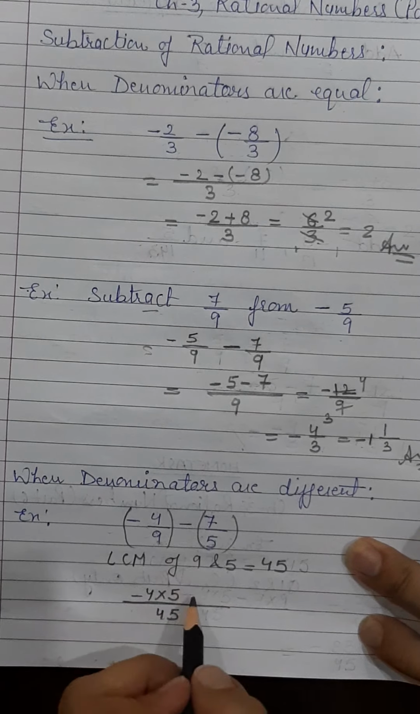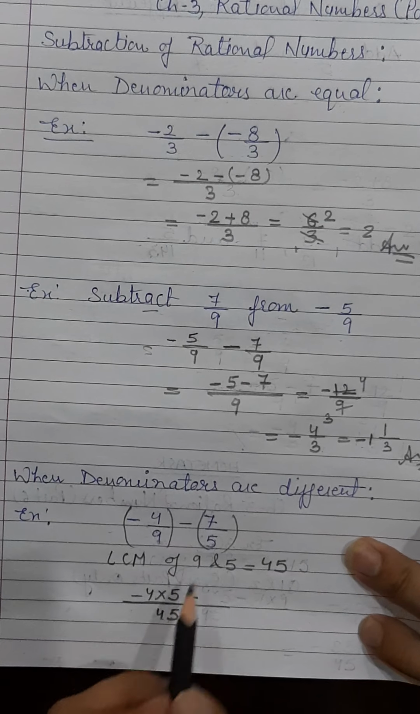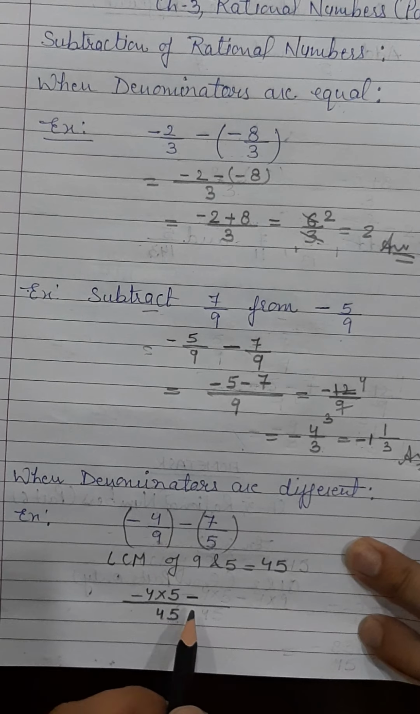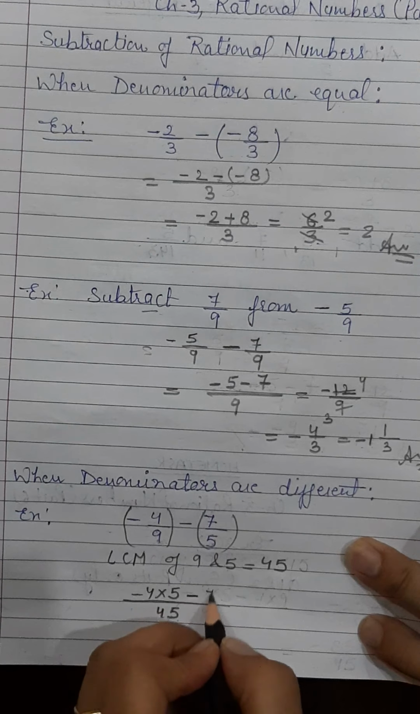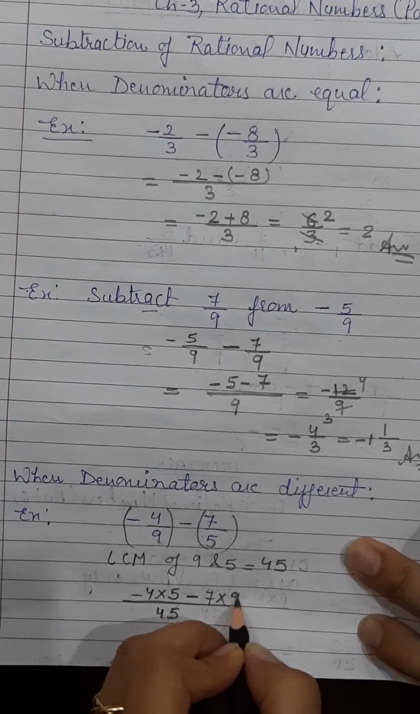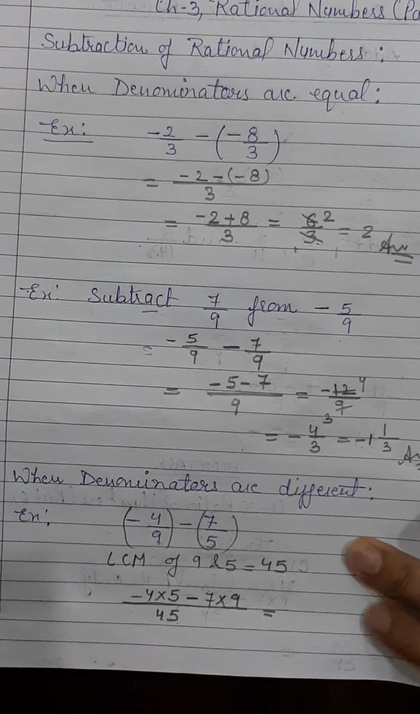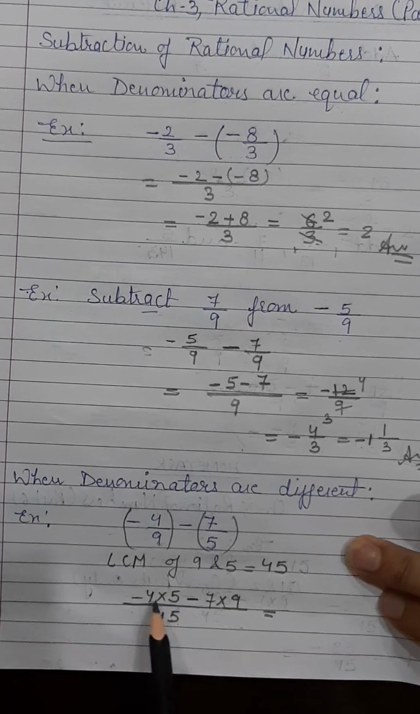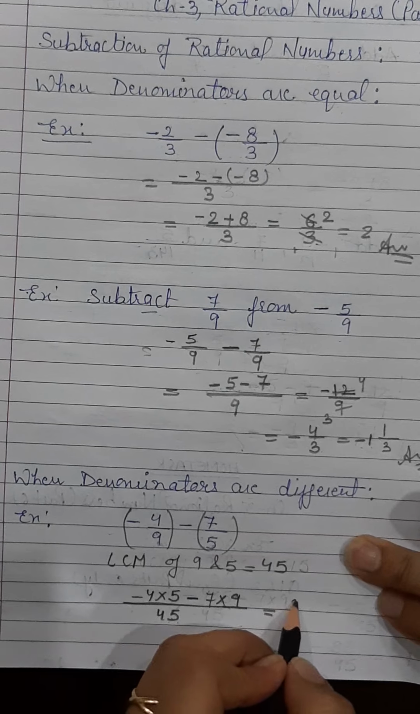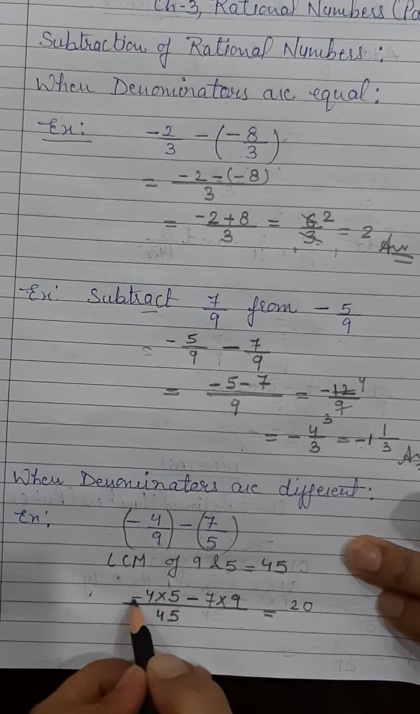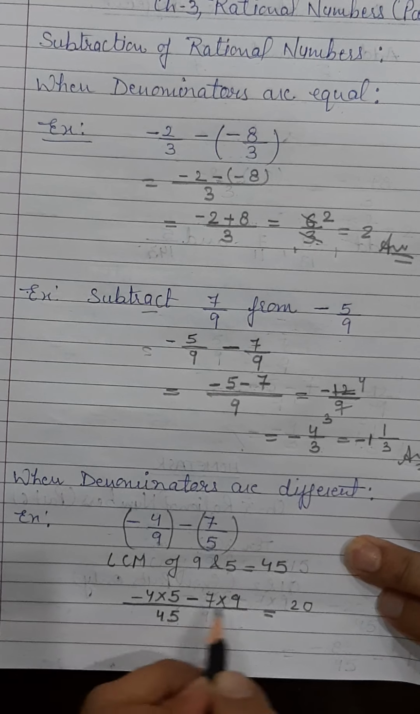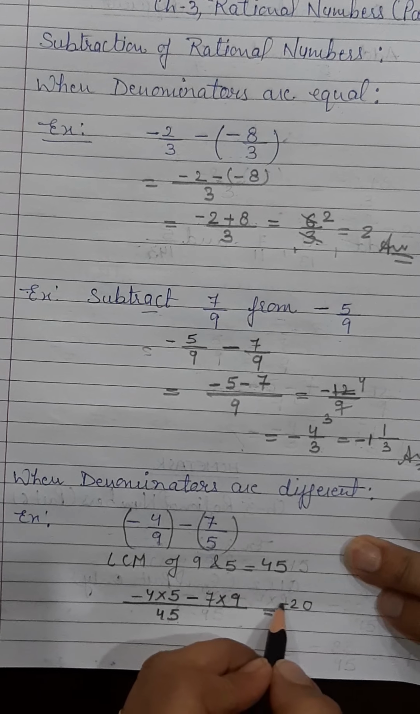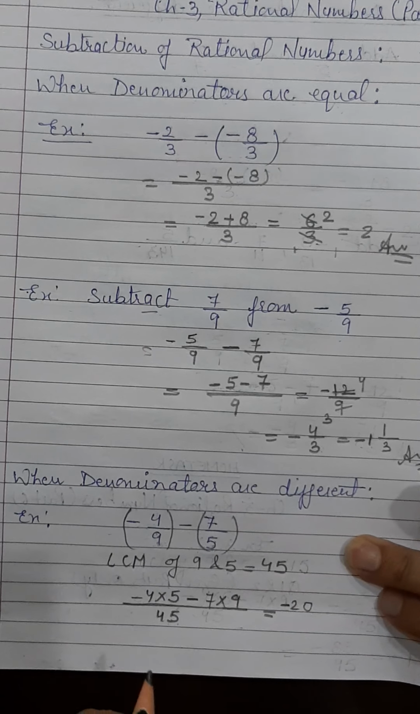Then you will apply this minus sign. 5 9s are 45 and 9 should be multiplied with 7, right? Now further solve. -4 into 5. 5 4s are 20 and here once negative sign is coming, so with this 20 you have to apply negative sign. Clear?